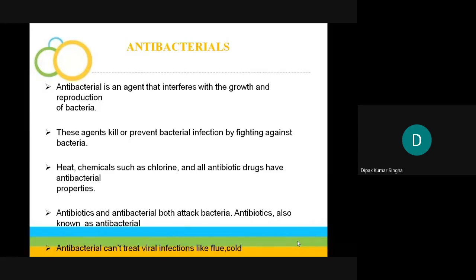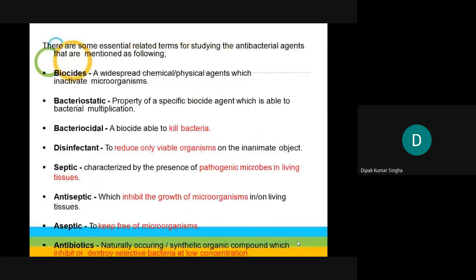So you can know this basic terminology, and this question comes up in any interview or other examination, so there is a clear, crystal definition of this particular terminology. Some essential related terms for studying antibacterial agents are mentioned here. Number one, biocides. What is a biocide? It is a widespread chemical and physical agent which inactivates microorganisms. Biocides are effective against, or kill, any viable microorganisms. That is called biocides.